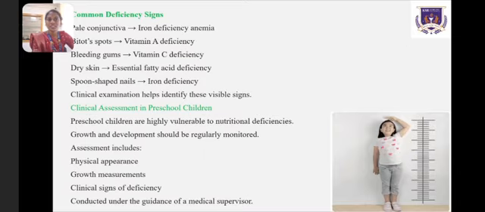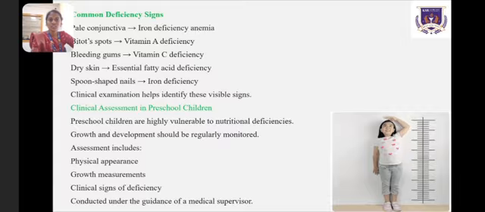So the common deficiency signs: pale conjunctiva, which is an eye problem, leads to iron deficiency anemia. Next, Bitot's spots. It is also an eye disease. It may be caused by deficiency of vitamin A. And bleeding gums may be caused by deficiency of vitamin C. Dry skin, essential fatty acid deficiency. And nails that are spoon shaped may be caused by iron deficiency. So these are the visible signs to examine the person's condition with the clinical examination method.